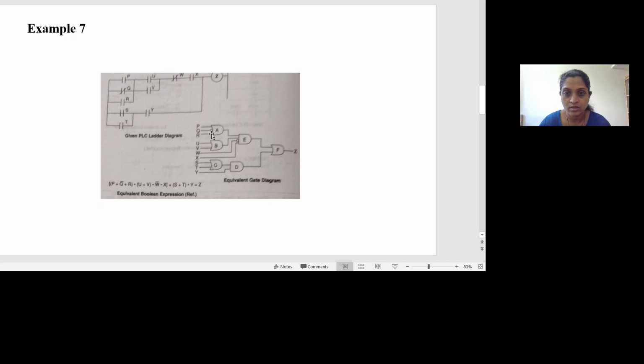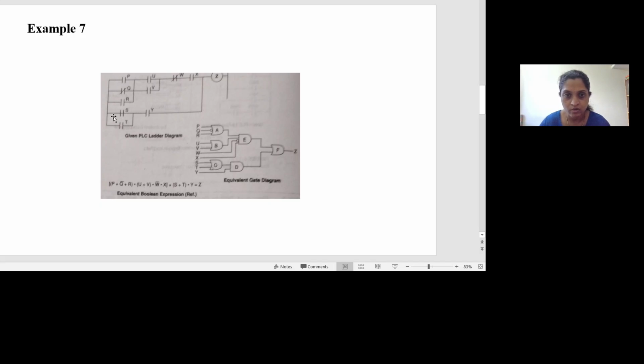Since it's Q bar, it is bubbled at the input. Now we'll move on to the second parallel combination of U, V contacts. Because U and V are parallel, replace those contacts by a two input OR gate. I have taken an OR gate B whose inputs are U and V, right?